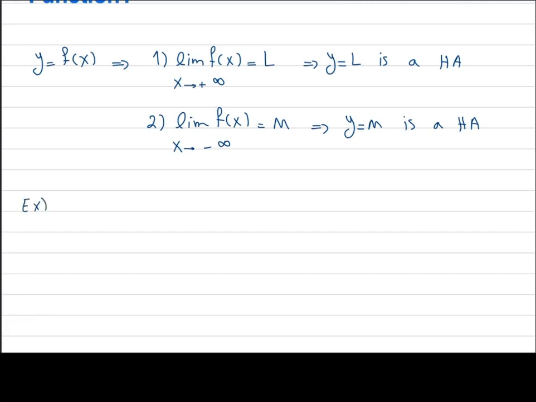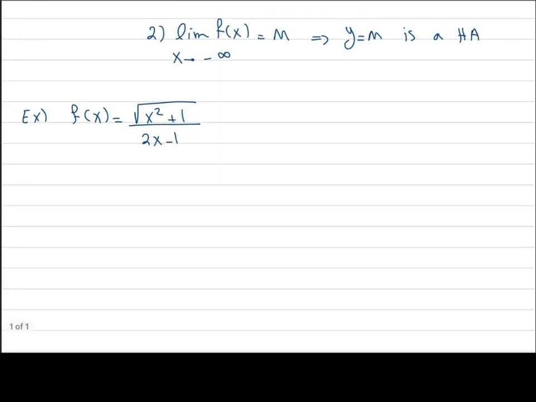For example, if your function f of x is the square root of x squared plus 1 divided by 2x minus 1. To find the horizontal asymptotes, I'm going to start with finding the limit of f of x, which is the square root of x squared plus 1, over 2x minus 1 as x approaches positive infinity. Now, the usual technique is to substitute infinity. That's what we call direct substitution.